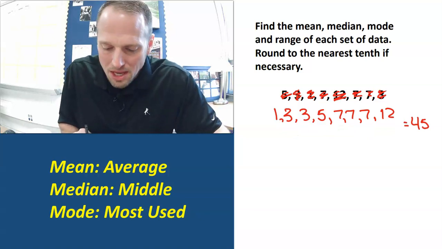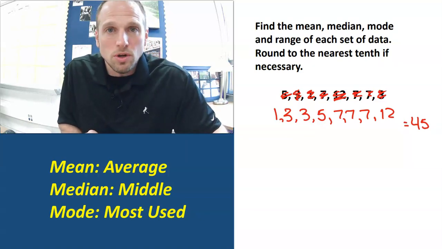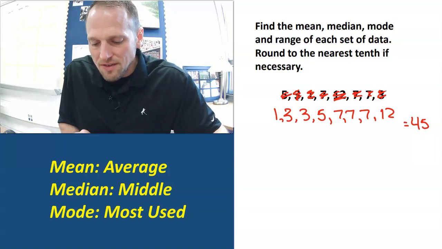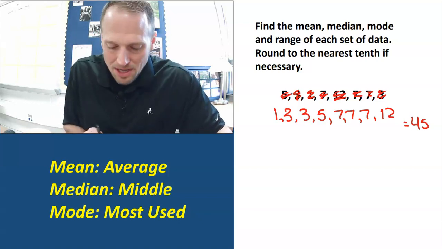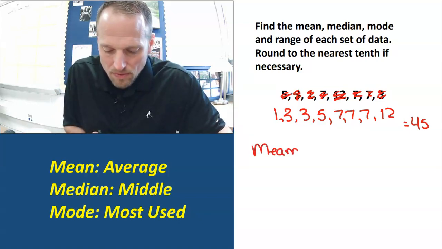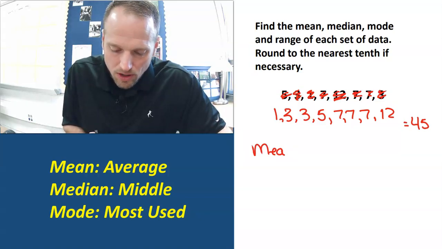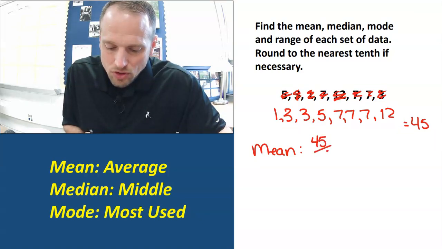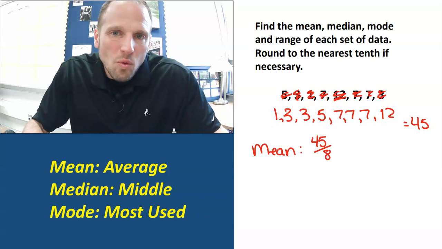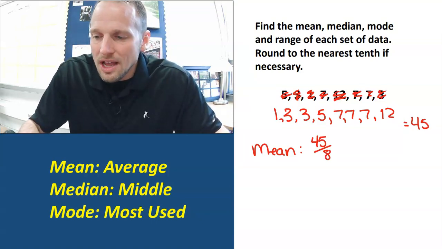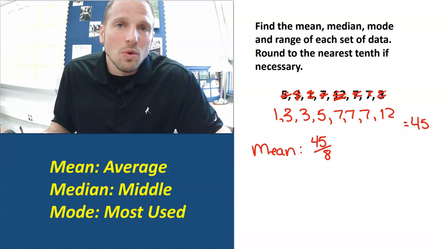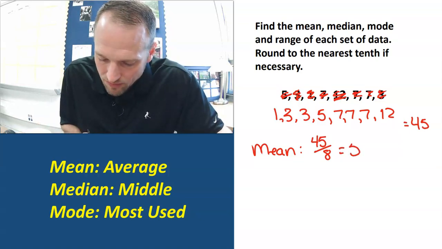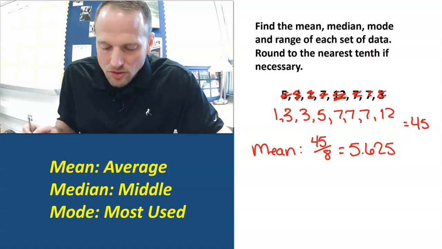So let's find our mean. How many numbers did we have? How many data points? 1, 2, 3, 4, 5, 6, 7, 8. We had 8 data points. So we added them together and we got 45. And there were 8 numbers total. So our mean is going to be 45 divided by 8. I guess if we wanted to change that to a fraction, we could just do that. If we want to change it to a decimal, that's 5.625. So that's the mean.